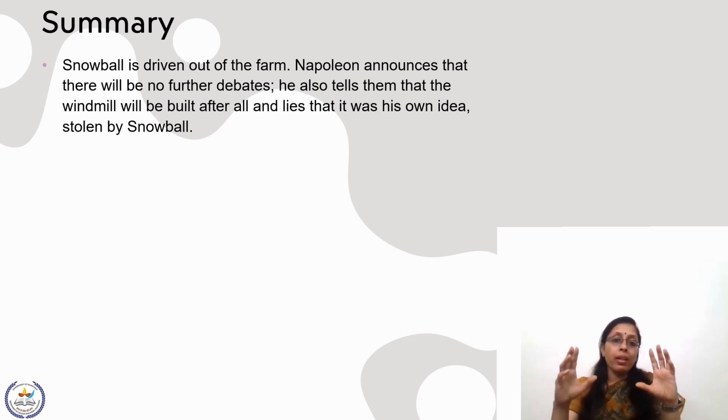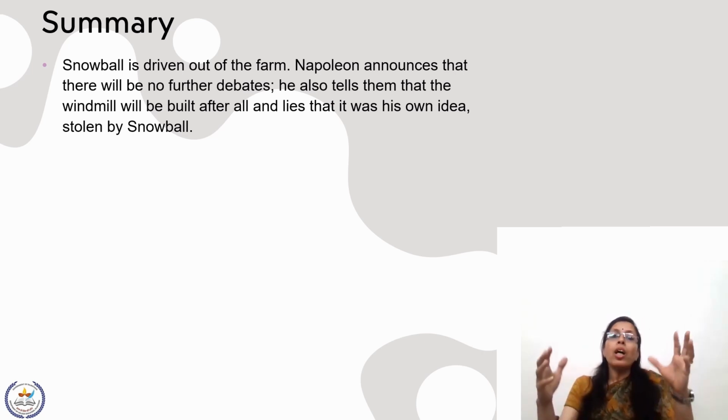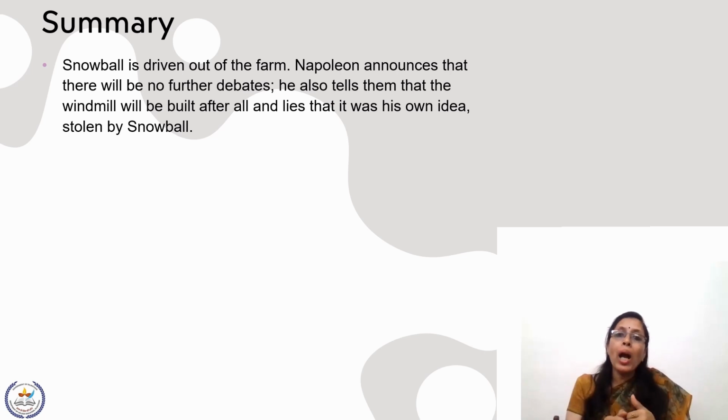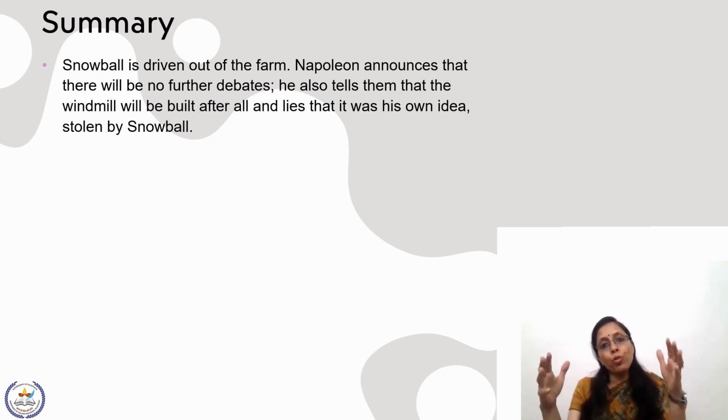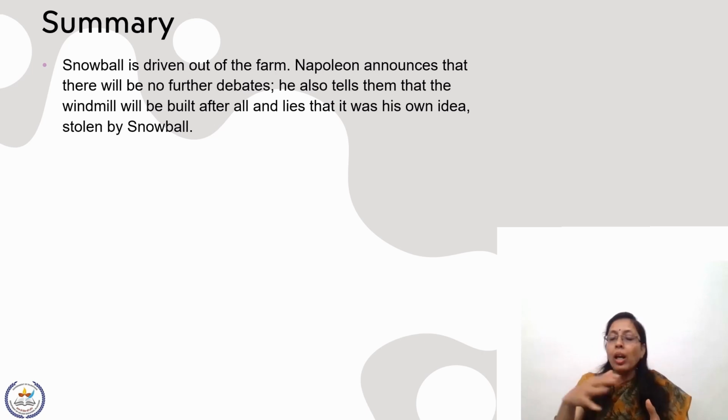And there's this very interesting incident. On the day when the voting is to happen on the proposal of the windmill, Napoleon suddenly brings forth nine very ferocious, very formidable dogs, and these dogs drive Snowball out of the farm. And Napoleon tells all the other animals that from now onwards, no Sunday meetings will be held. So those Sunday meetings, which were a symbol of the democratic process, are abolished.